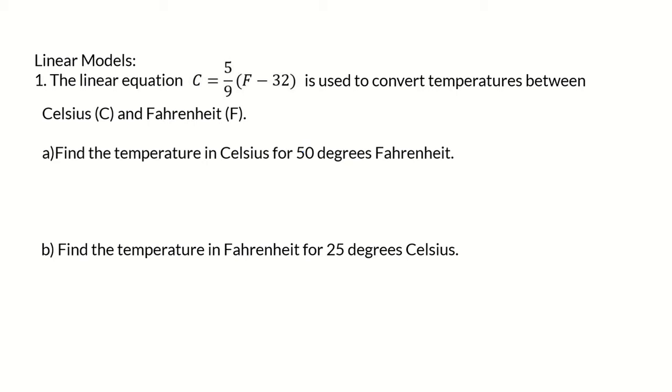So that means in this equation, we're going to replace F with 50. So C equals 5/9 times (50 minus 32). Since C is already isolated, we're just going to simplify this. 50 minus 32 is 18, and 5/9 times 18 is 10. So 50 degrees Fahrenheit is 10 degrees Celsius.